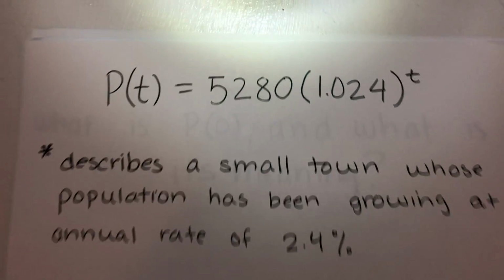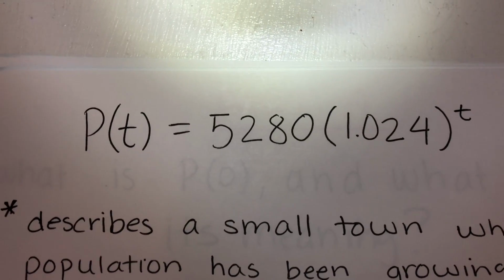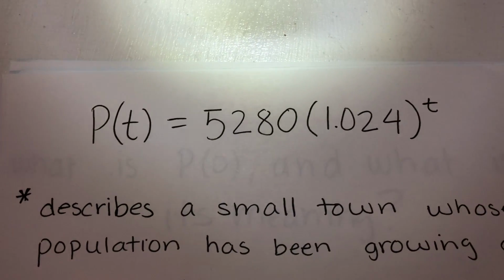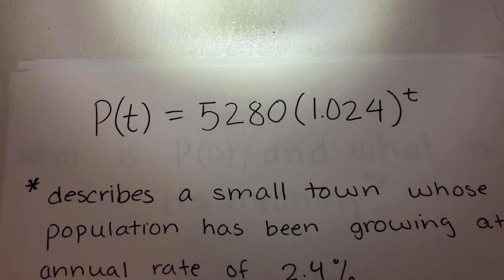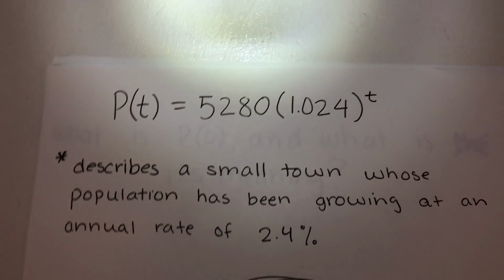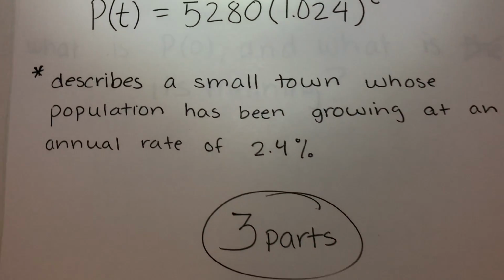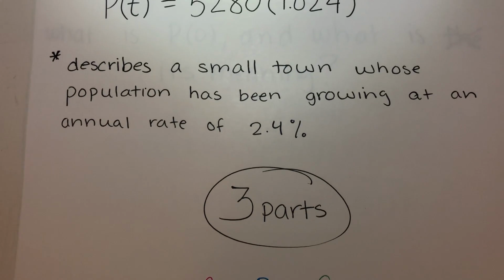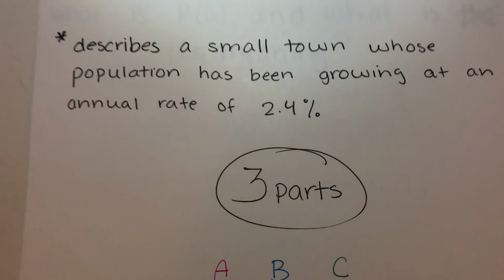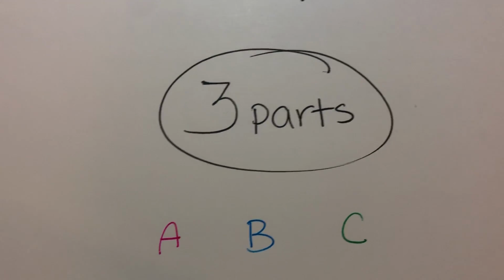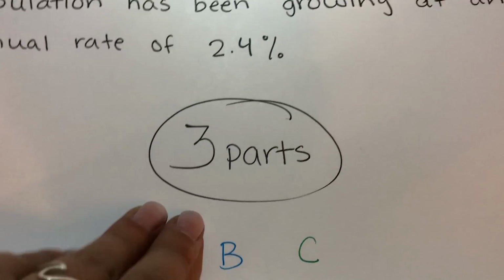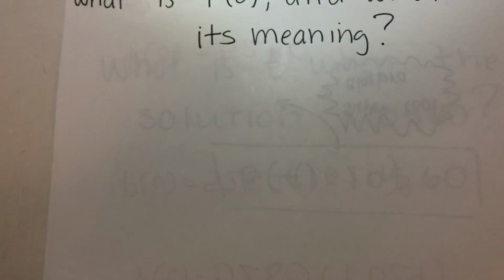What we're going to be using is this equation: P of T equals 5,280 times 1.024 to the T. Now this equation describes a small town whose population has been growing at an annual rate of 2.4%. This question is going to have 3 parts: Part A, B, and C. Now, let's get started on part A.